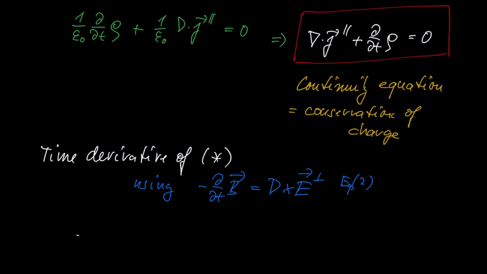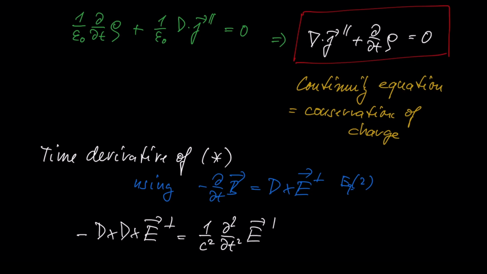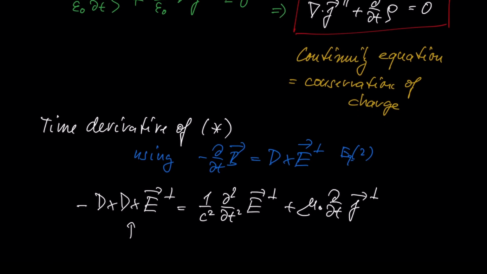So we get minus double rotation of the electric field, but this time only the transverse part. On the right hand side, 1 over c square second time derivative of the E transverse plus mu 0 d divided by dt, so the first time derivative of the transverse current. Here we again use the fact that we can write the double rotation as a gradient of the divergence of the electric field minus the Laplacian of the electric field, because we are working here with the transverse field.